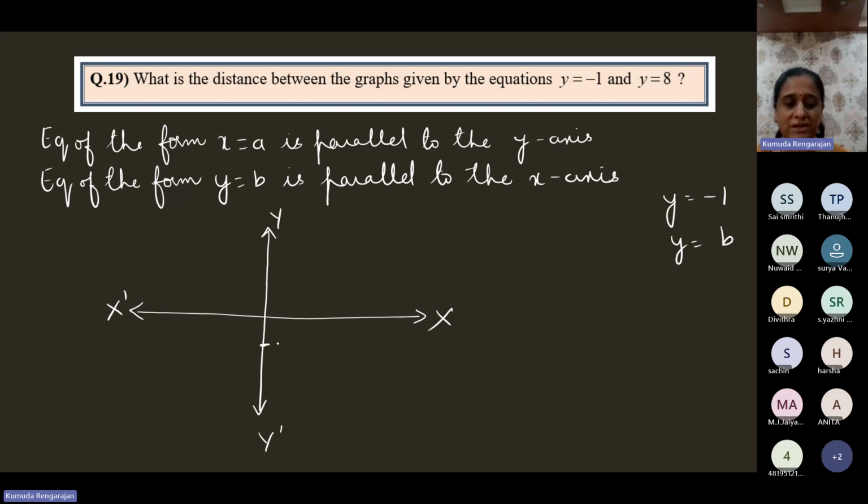So this marking will be -1. And this is that line, y is equal to -1. Y is equal to -1 is a line parallel to the x-axis at a distance of 1 unit below the x-axis. Below because it is negative. Distance is 1 unit because you can see the number 1. And it's parallel to the x-axis because it's of the form y is equal to b.